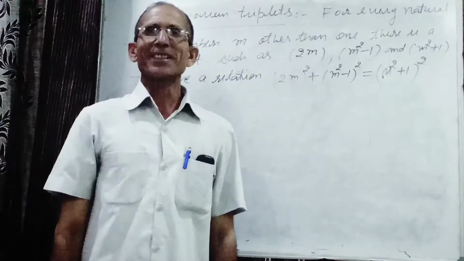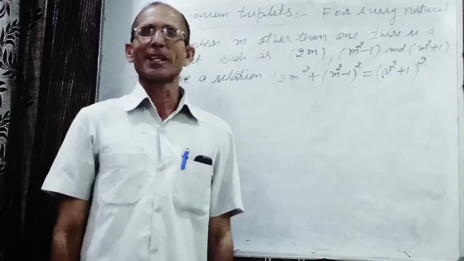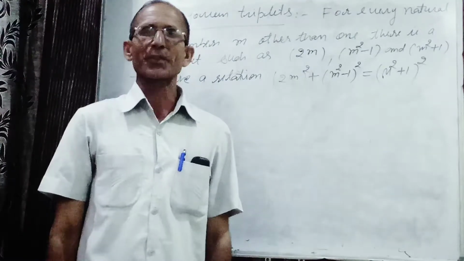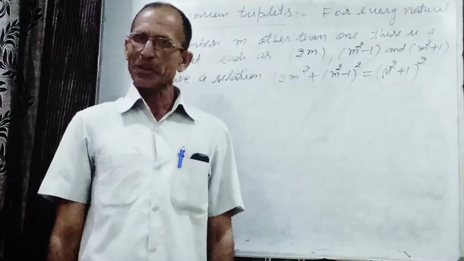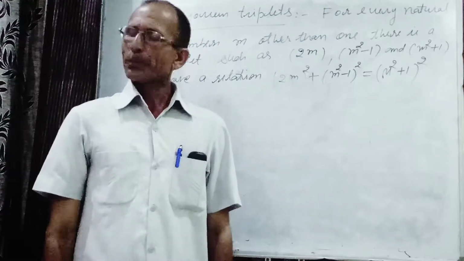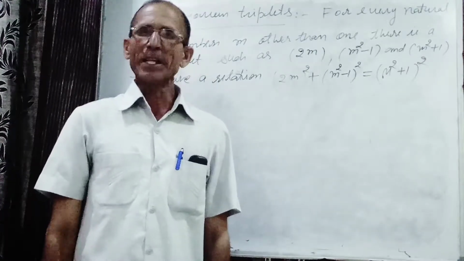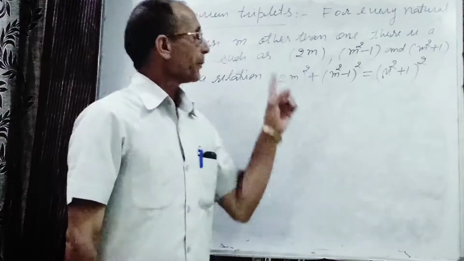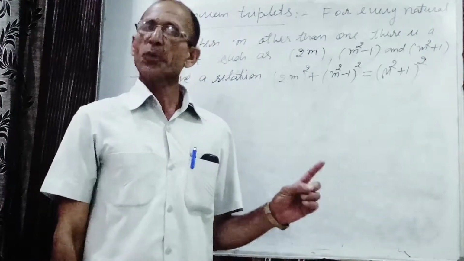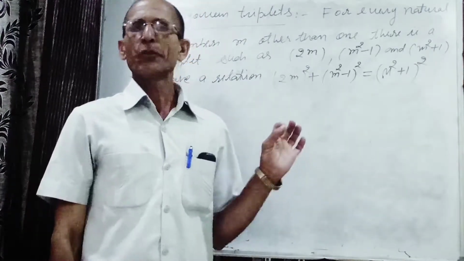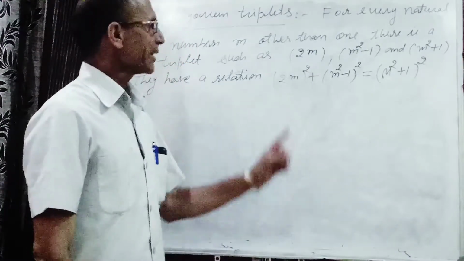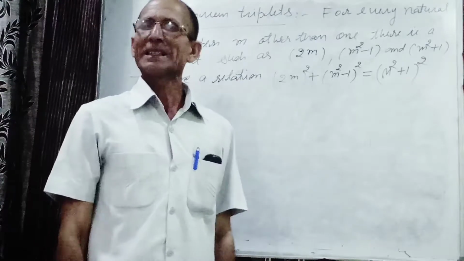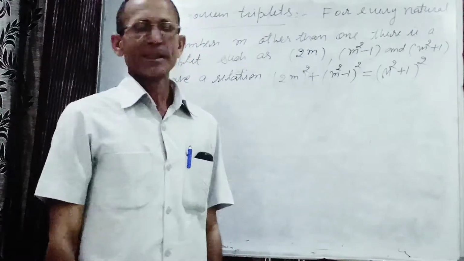Hello students, yesterday we discussed the properties of square numbers. Today we will discuss square roots and finding the square root by different methods, and Pythagorean triplets. First of all, I would like to explain Pythagorean triplets. What are Pythagorean triplets? This is applicable for three numbers.